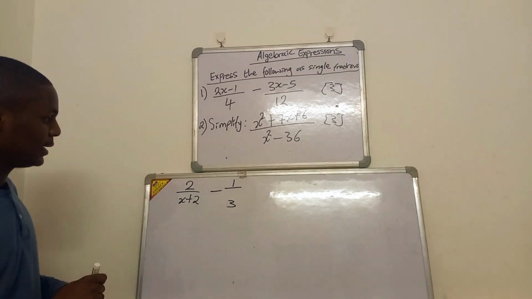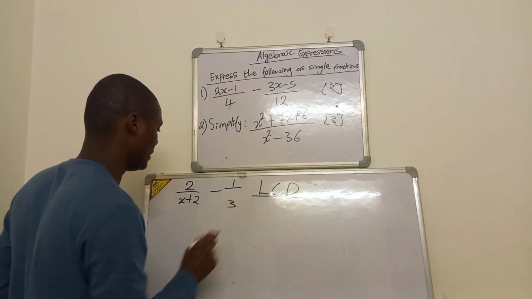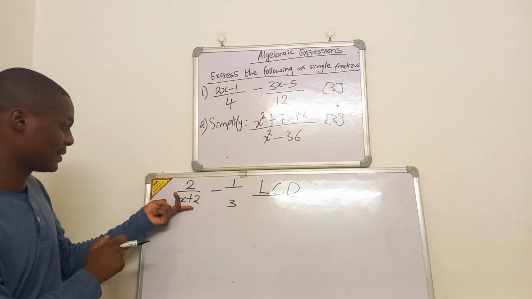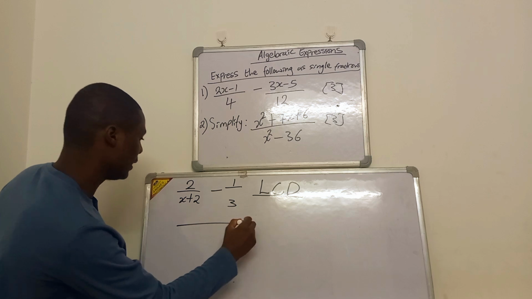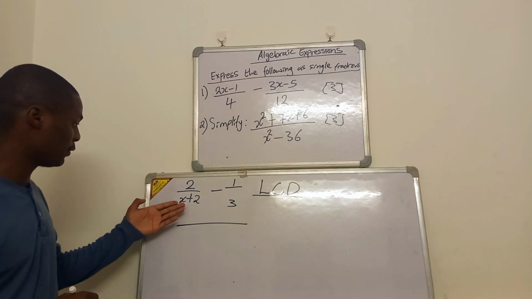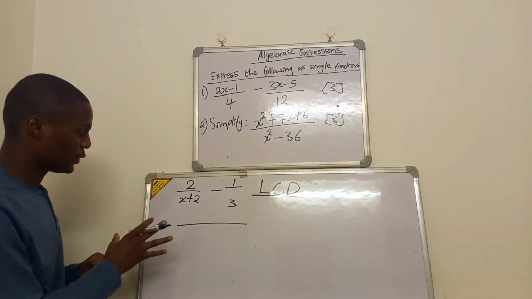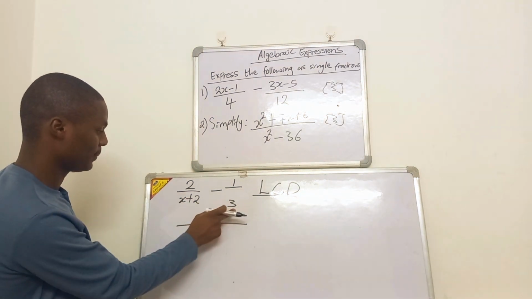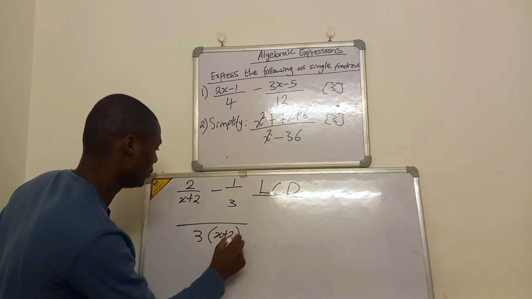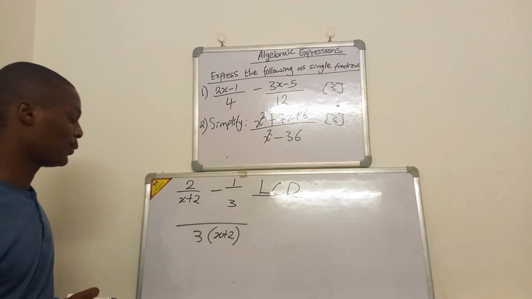Your first step is your LCD, your lowest common denominator. So here we can see one of our expressions is involving x. So again, you find your common denominator. What is the common denominator of x plus 2 and 3? Here the common denominator is the product of both. We multiply 3 and x plus 2. We just put the brackets like this. So this is our LCD, or our lowest common denominator.